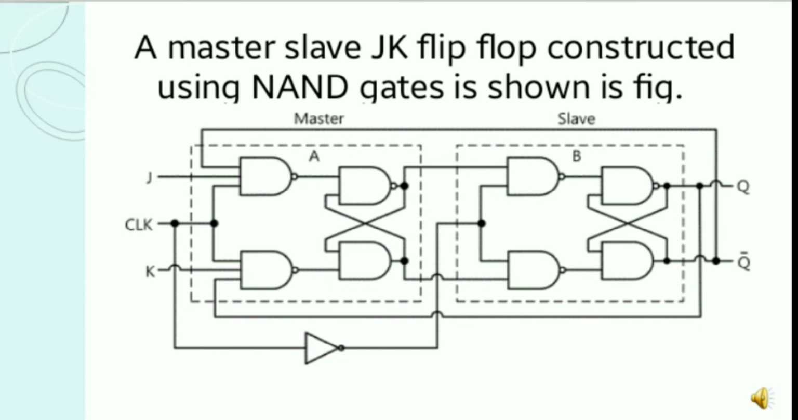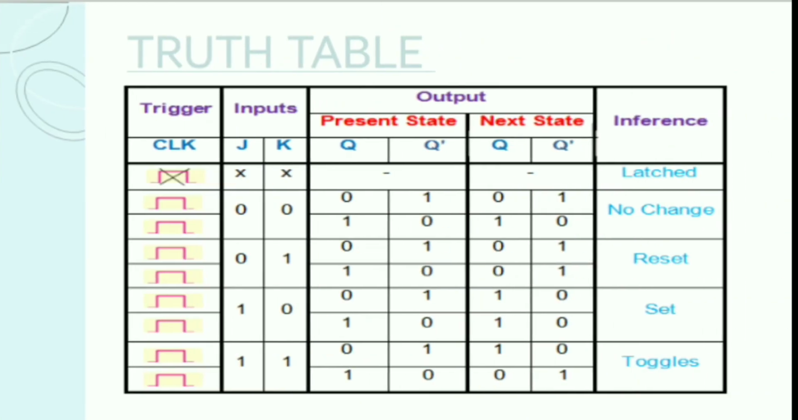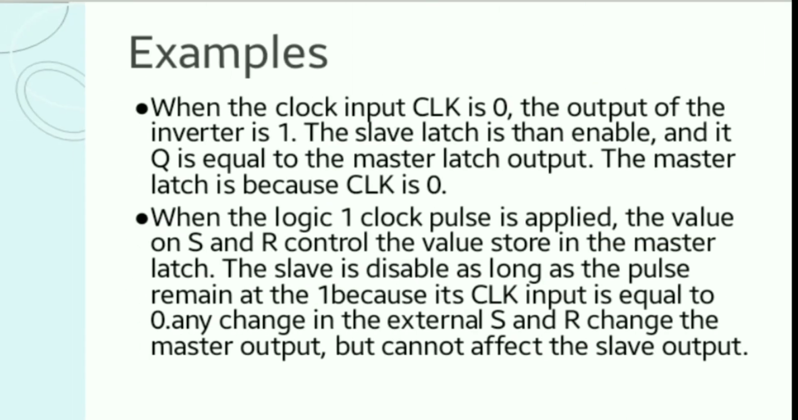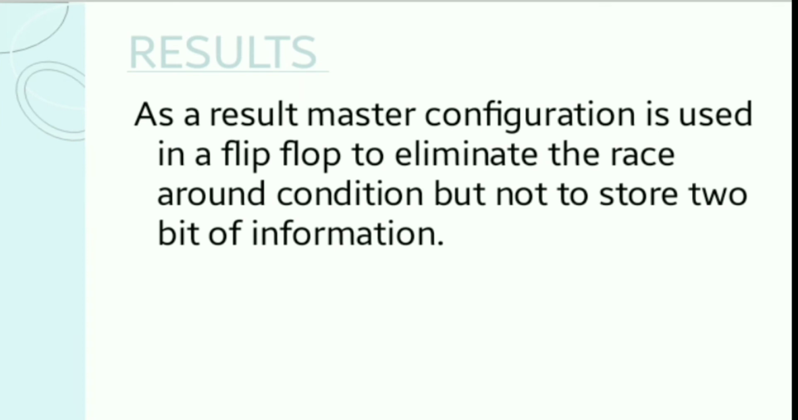From this circuit we can obtain this truth table, like we have done previously as an example as well. As a result, the master slave configuration is used in the flip-flop to eliminate the race around condition, but not to store 2 bits of information.